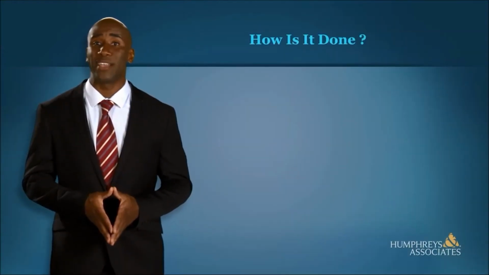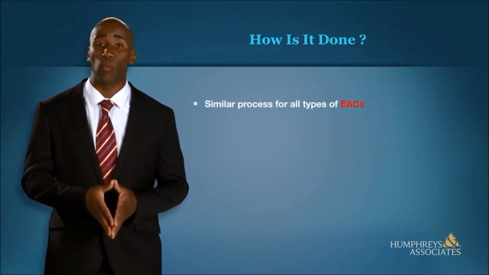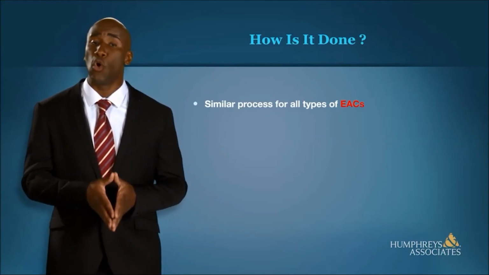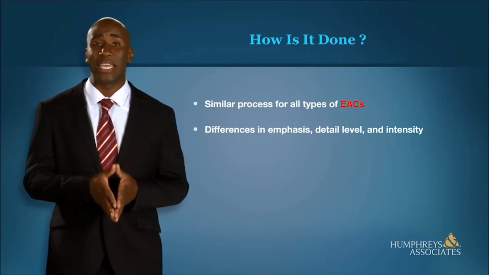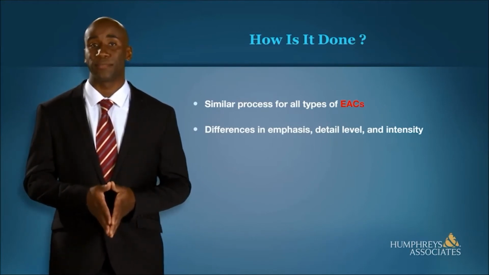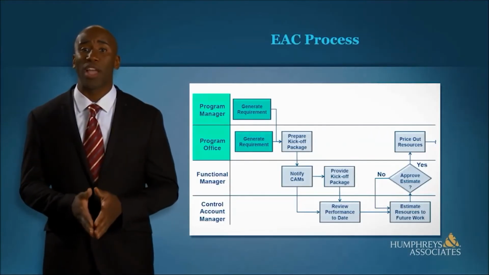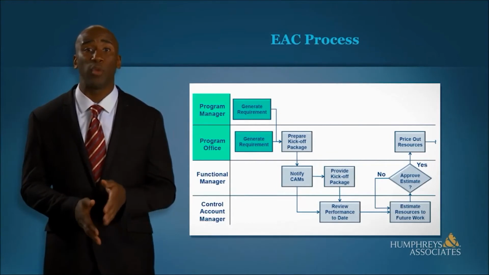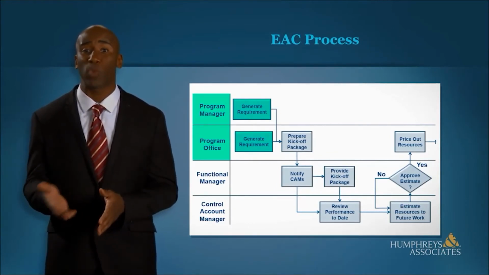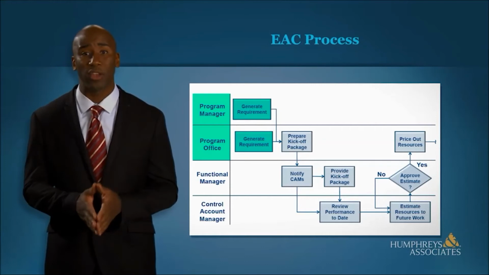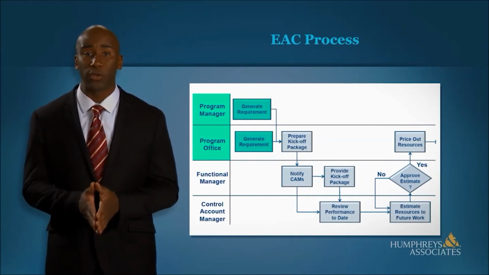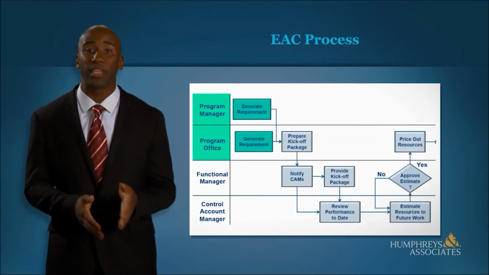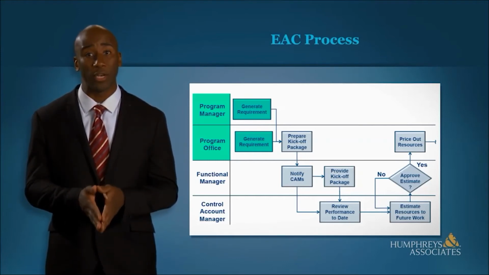We'll see that the basic process of EAC development is the same whether it's for a comprehensive EAC or a monthly assessment. The main differences are in the degree of detail, intensity, and formality. The general process works something like this. It starts with the project office establishing and communicating the EAC requirement and transmitting this requirement to functional managers and/or integrated product teams, IPT leaders, and in turn to CAMs if that person is different from the IPT leader.